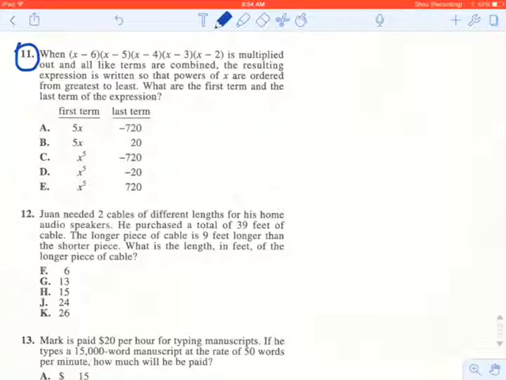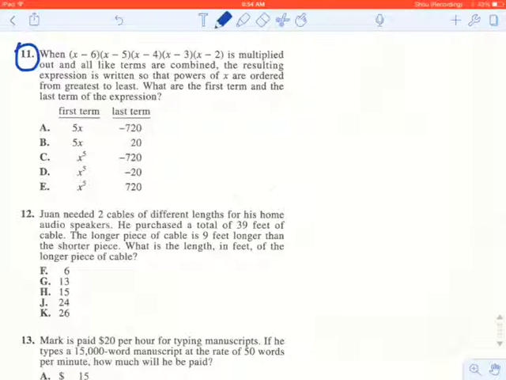Question 11. When these 5 terms are multiplied out and all like terms are combined, the resulting expression is written so that the powers of x are ordered from greatest to least. What are the first term and last terms of the expression?